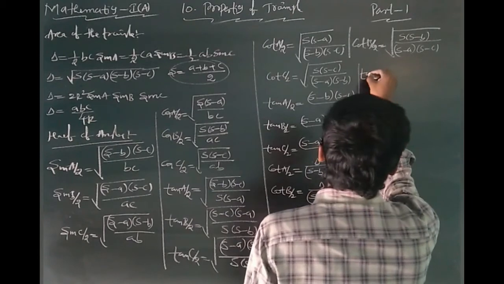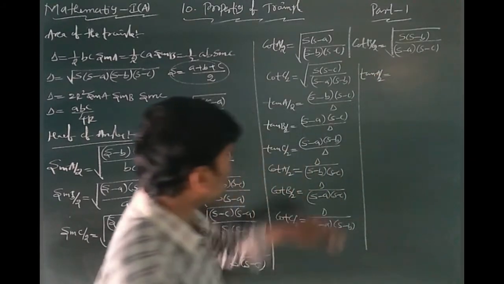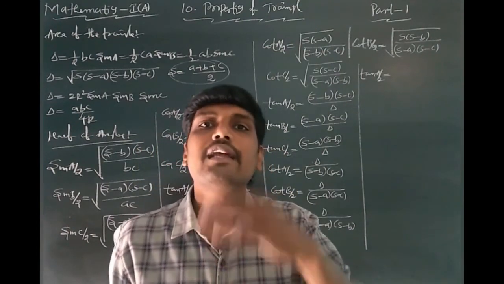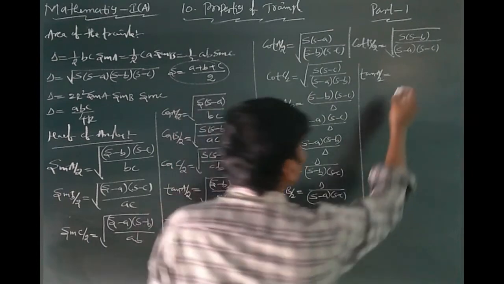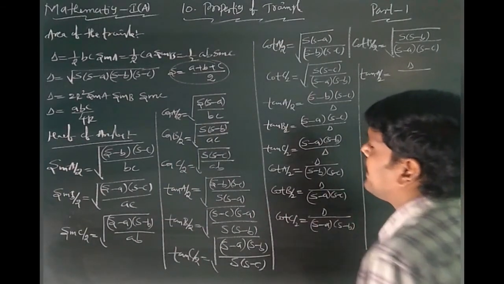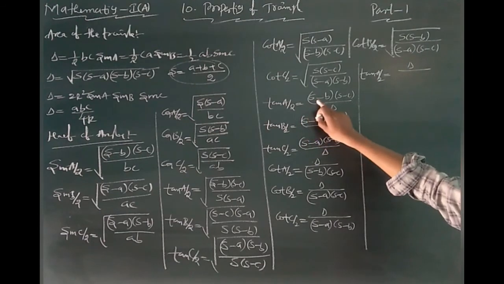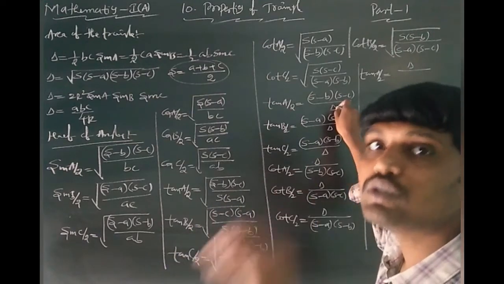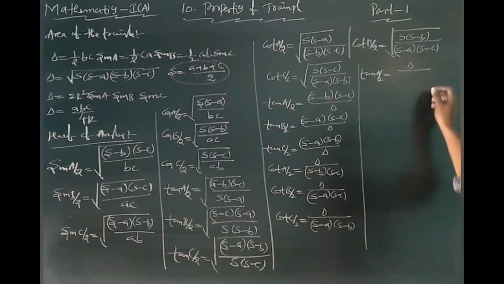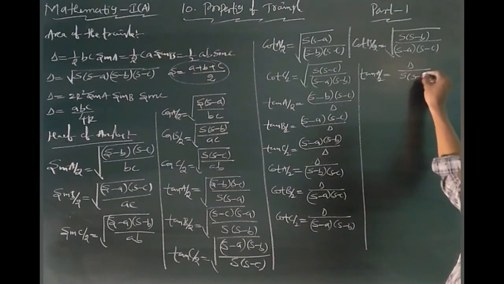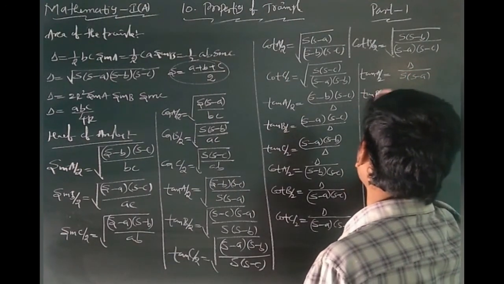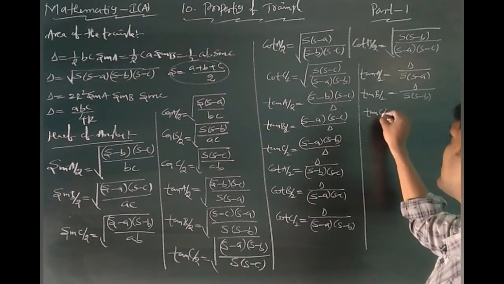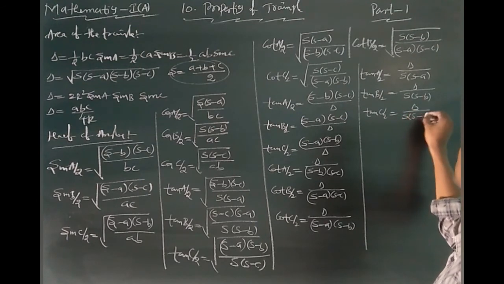Similarly, there is one more formula for tan A/2. In the earlier tan A/2 formula, the area of the triangle is in the denominator: (s − b)(s − c) by delta. Suppose the area of the triangle is in the numerator. What is that formula? Tan A/2 is delta by s(s − a). Similarly, tan B/2 is delta by s(s − b), and tan C/2 is delta by s(s − c).